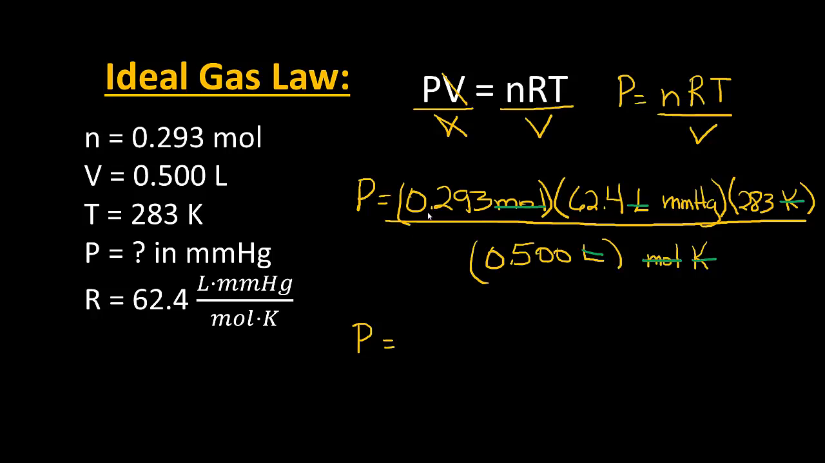Now I'm going to multiply 0.293 times 62.4 times 283 divided by 0.5, and I get 10,300 millimeters of mercury.